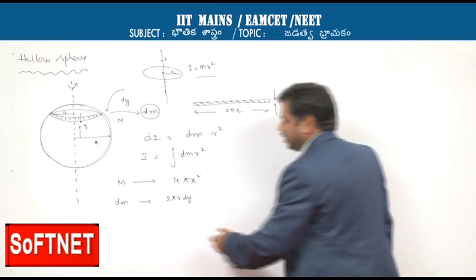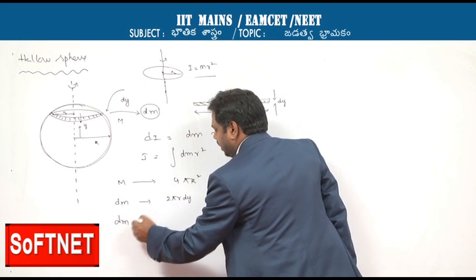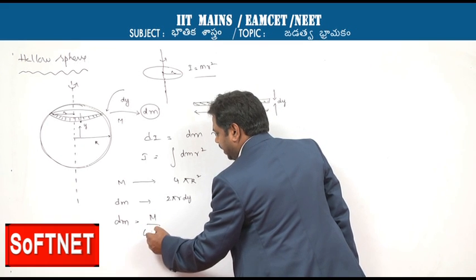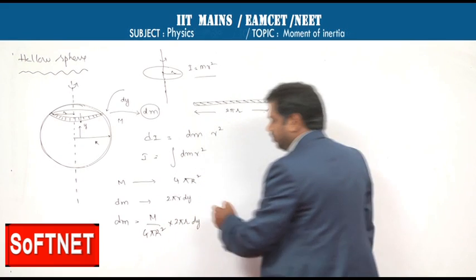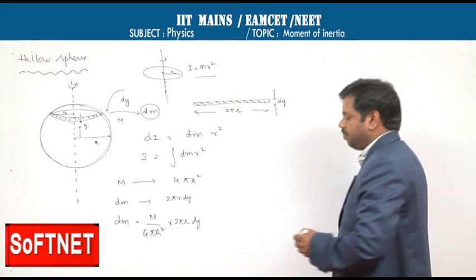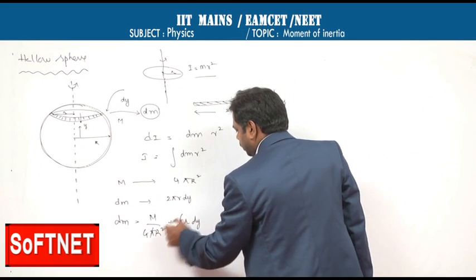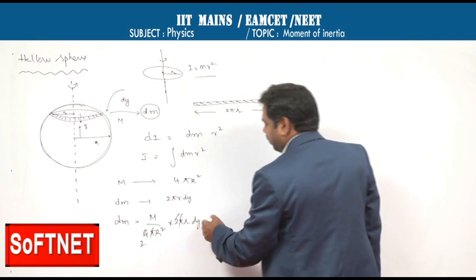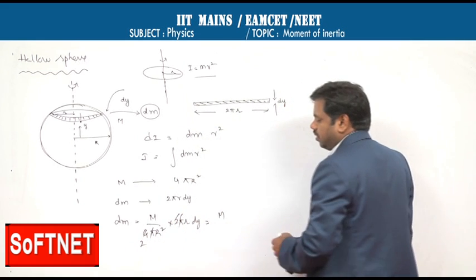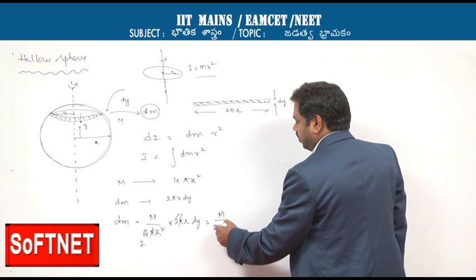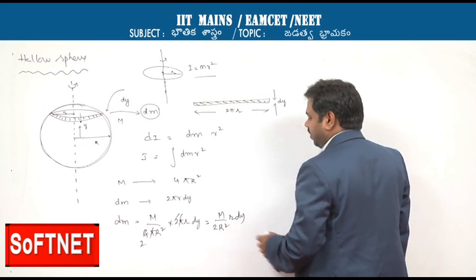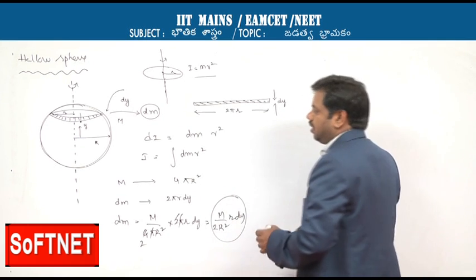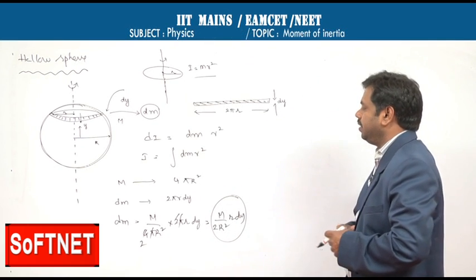Then what is the mass of the ring? dm is equal to, you can write, mass per unit area 4 pi r square into 2 pi r into dy. So here pi will get cancelled, and 2. So you will get m by 2 r square into small r into dy. This is the mass of the ring.